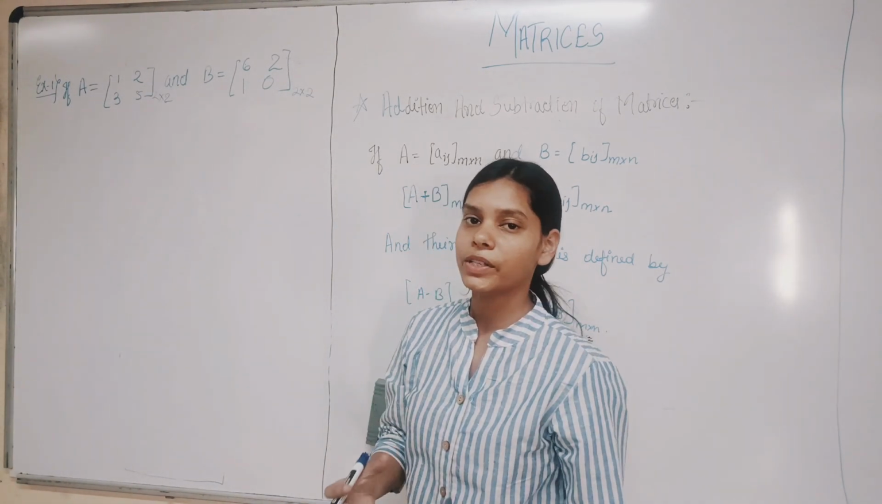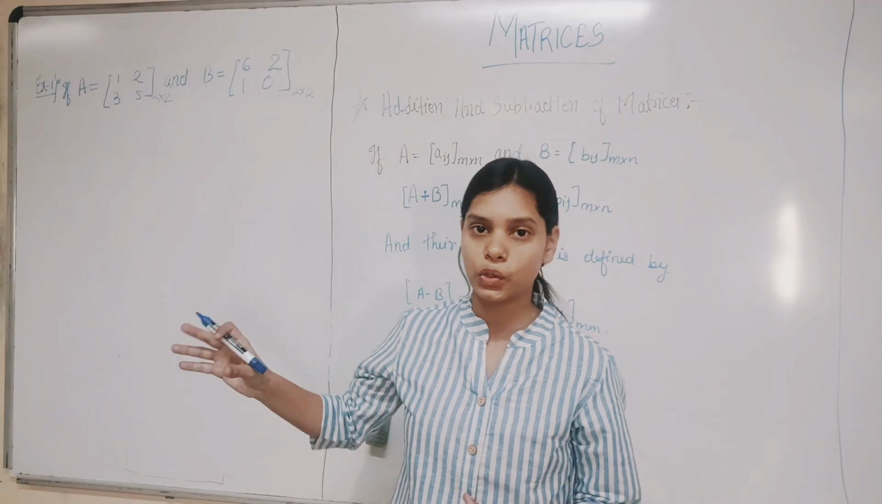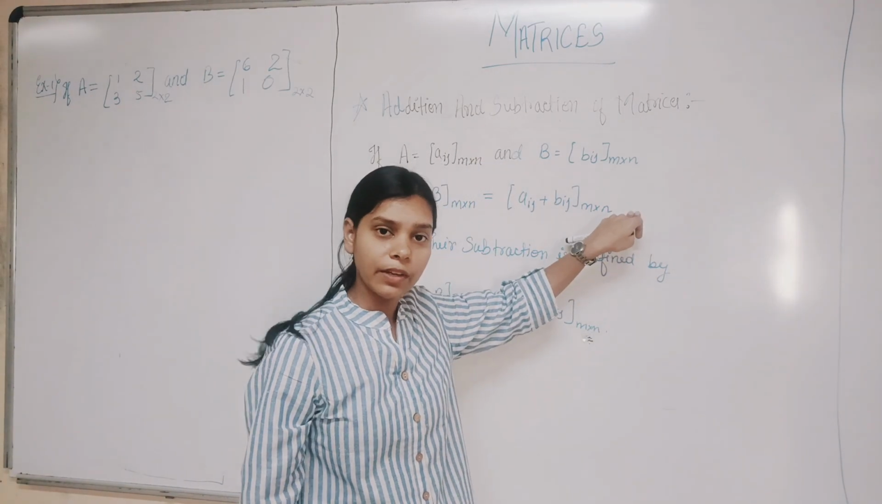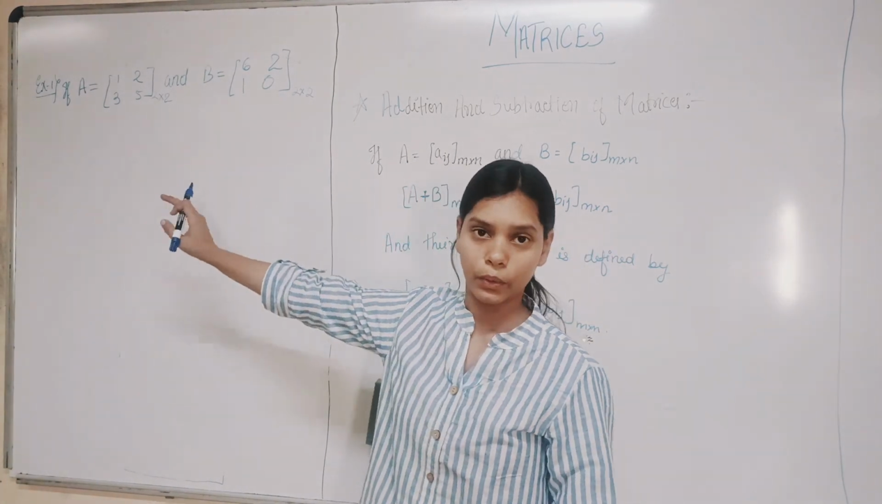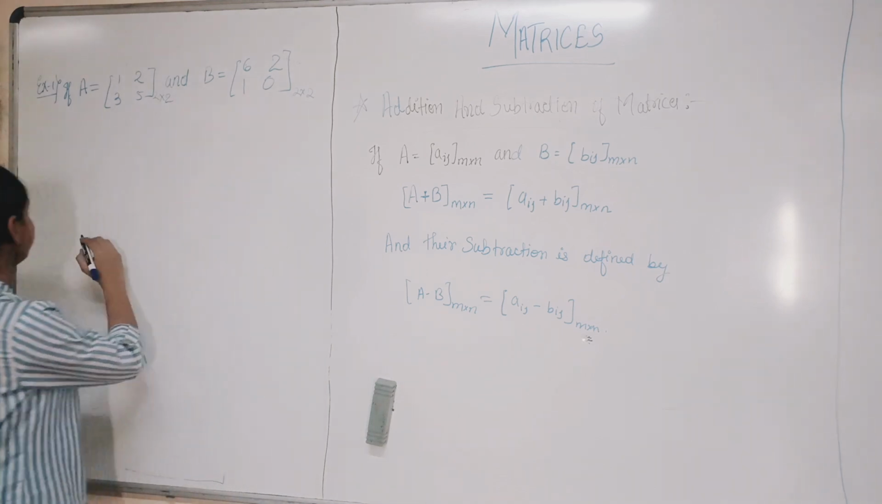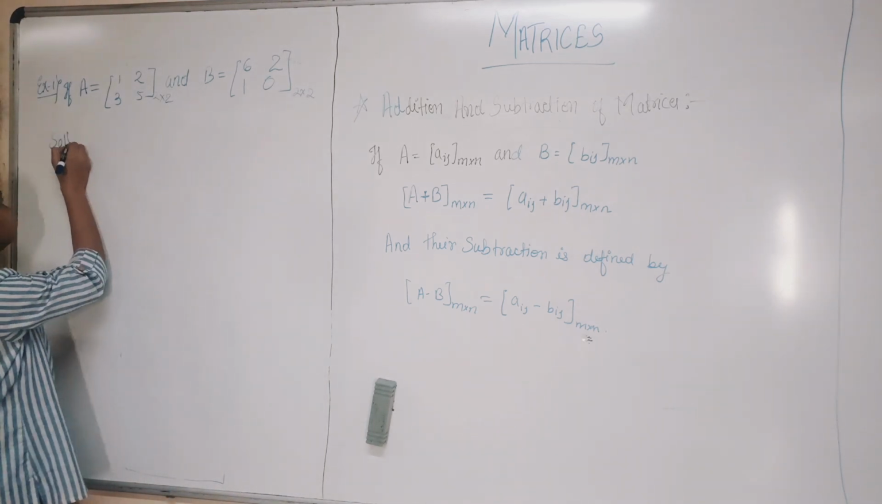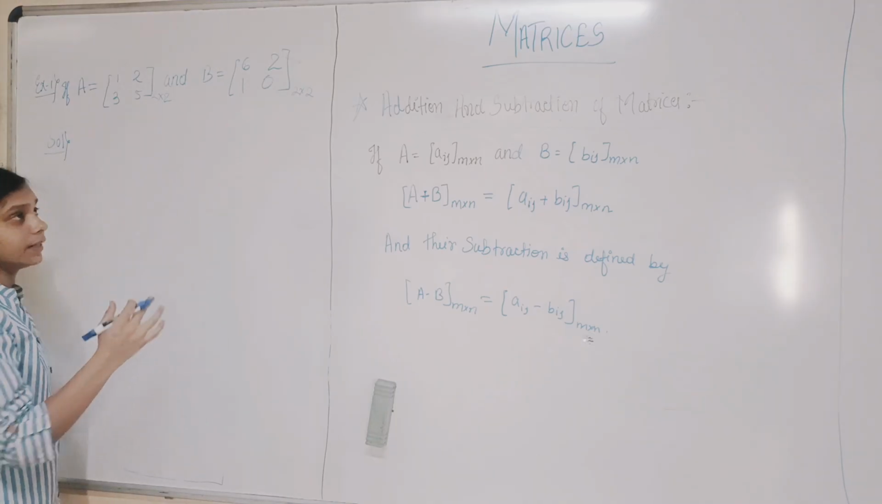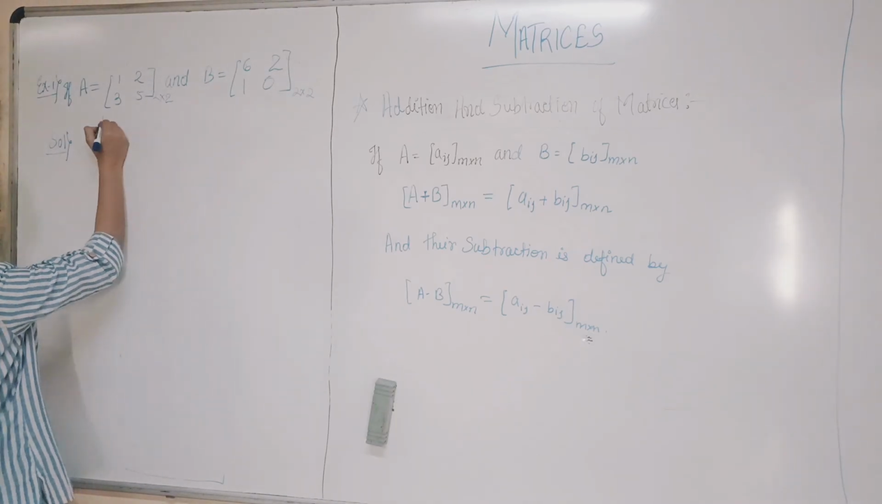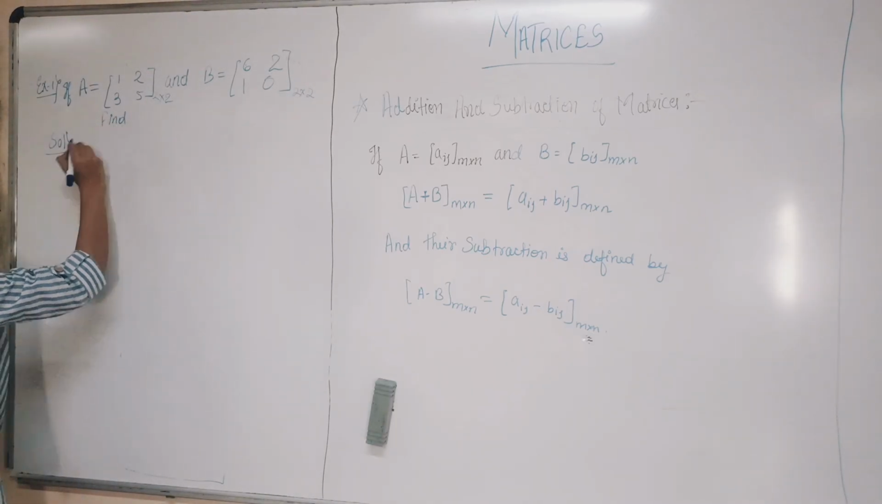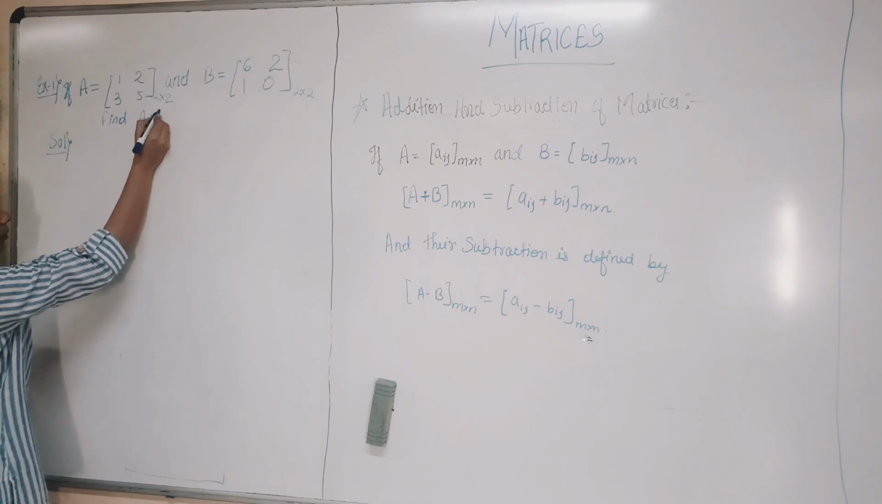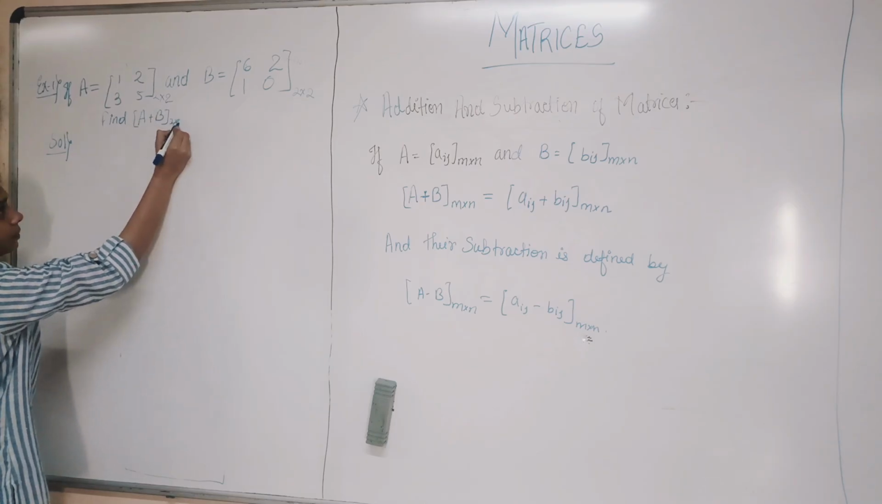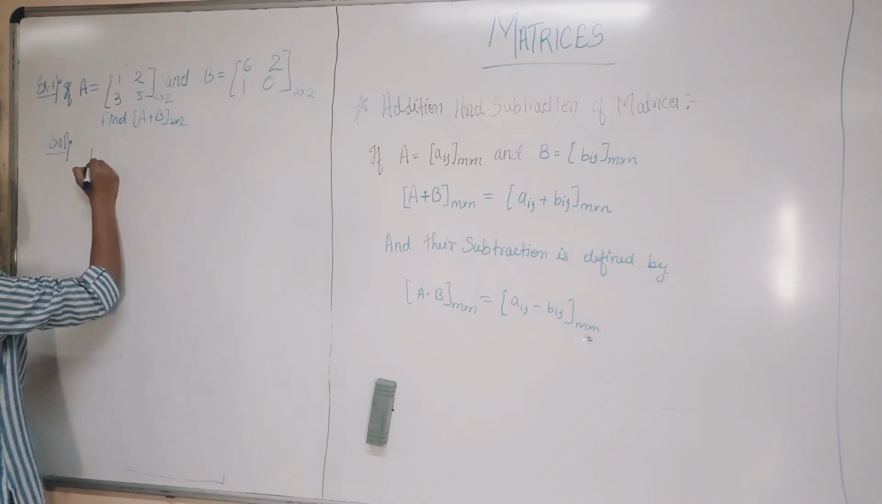Now the question arises how we add these two matrices. According to this definition we can follow here. So the solution: our purpose is to find the addition of these two matrices. So find, the question was incomplete, complete it: find A plus B.